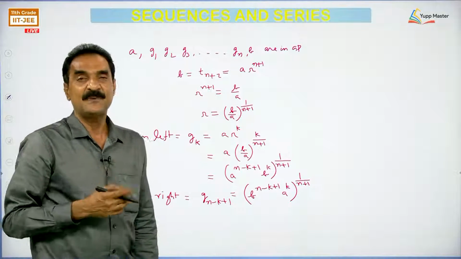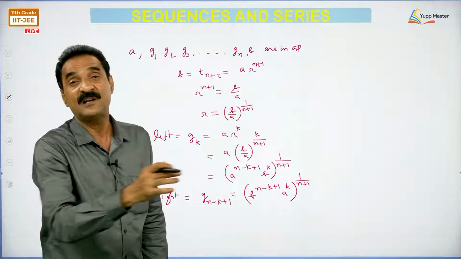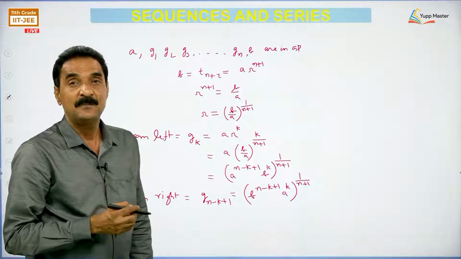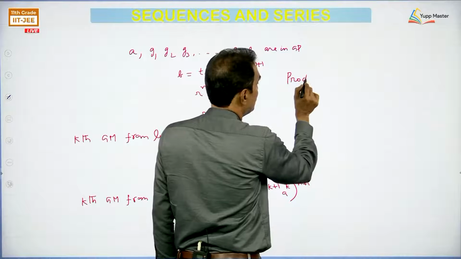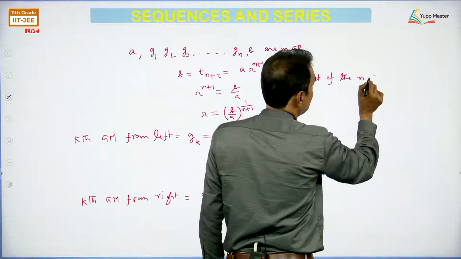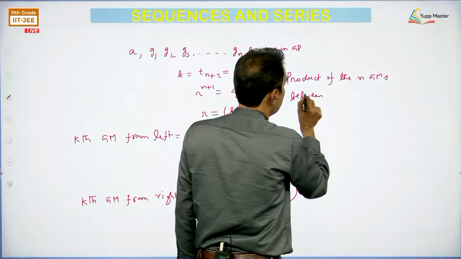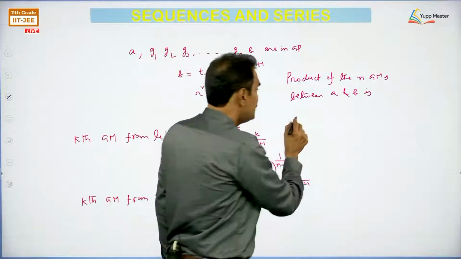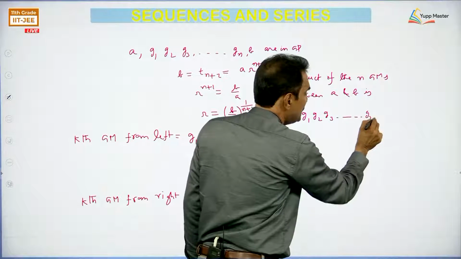Next, in case of arithmetic means, if n arithmetic means are inserted between a and b, we have written a result for the sum of all the arithmetic means. But in GP, in case of GMs, we write a formula for the product of the n geometric means. The product of the n GMs between A and B is nothing but G1, G2, G3 and so on, Gn you want.